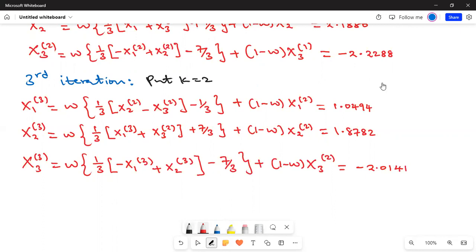And so, of course, remember this is the approximate value of x1. This is x2, and this is x3. Are you able to find the exact values, the exact solution?